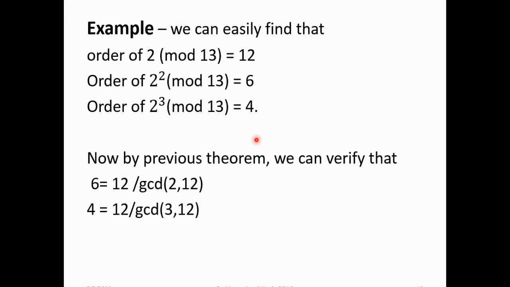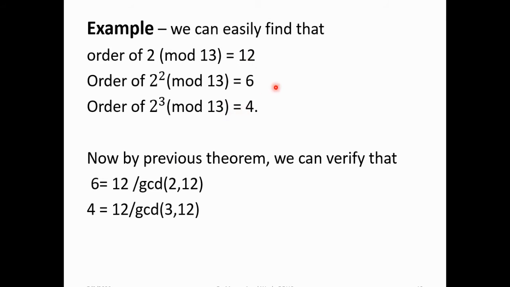Let's see this example. We can easily find that the order of 2 mod 13 is 12, the order of 2 squared modulo 13 is 6, and the order of 2 cubed modulo 13 is 4. You can find this order by the definition of order. Now let us verify this with the previous theorem.